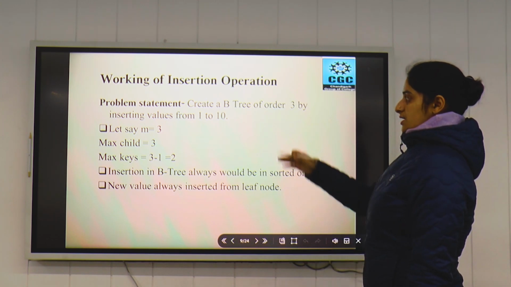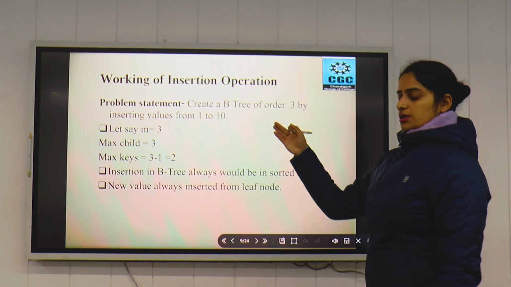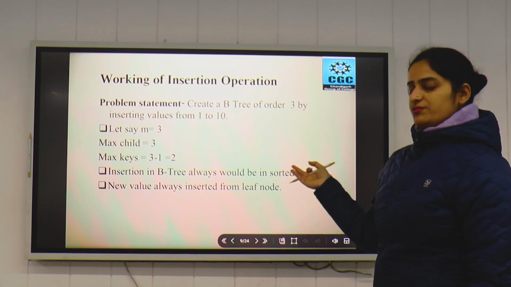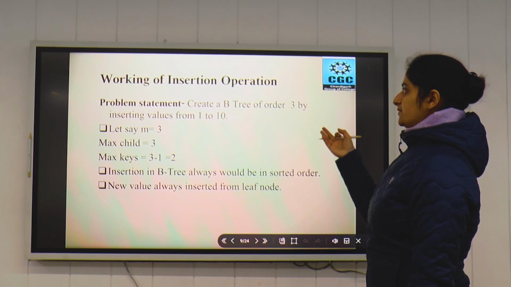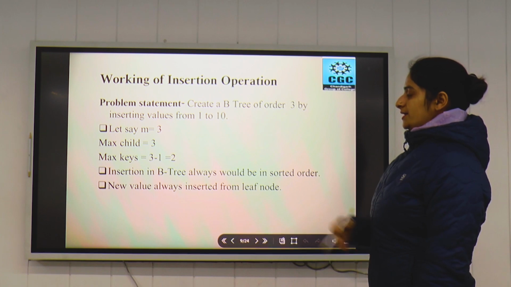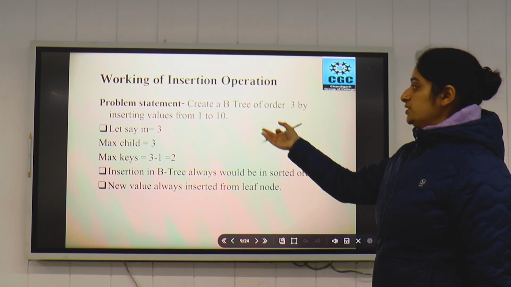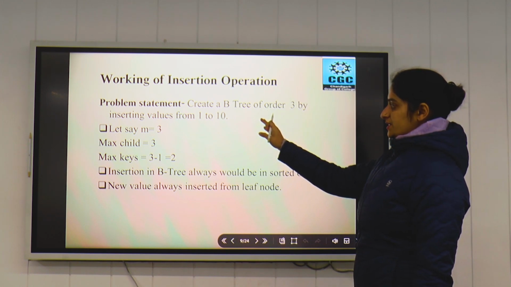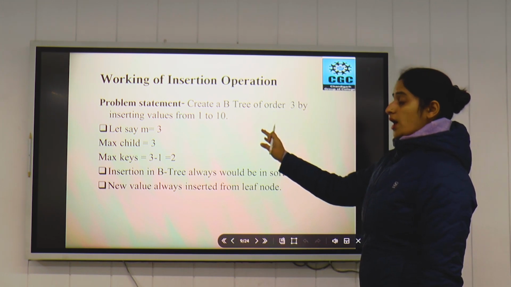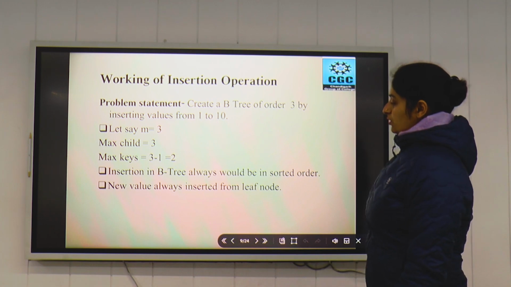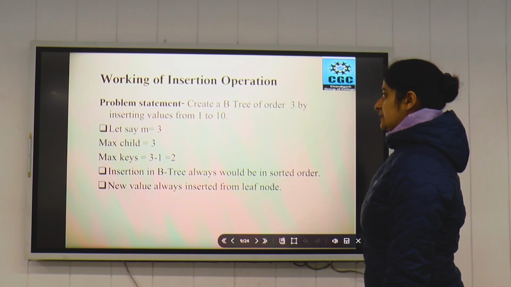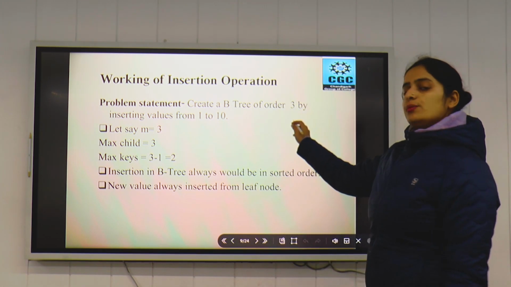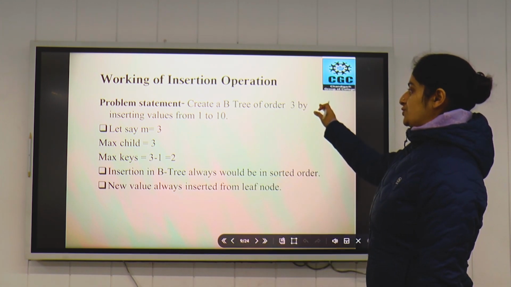So now let us say insertion. This is the one example which I have selected to explain the insertion operation. Let us say in the problem statement, we have to create a B tree of order 3 by inserting values from 1 to 10. So what has been given here basically? Here the order m is given, that is equal to 3.